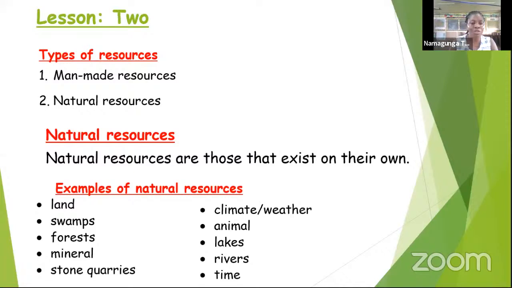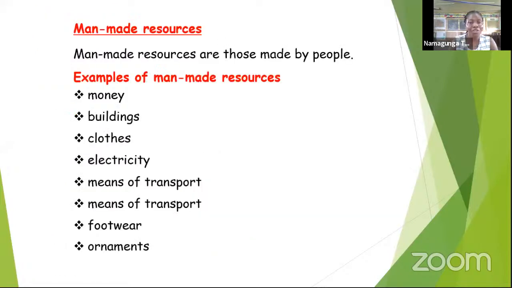They exist on their own. We just see them. We don't have control over them. We cannot wake up one day and say, oh, I've made a swamp. No, those ones exist on their own. We are going to another type of resources, which are the man-made resources.